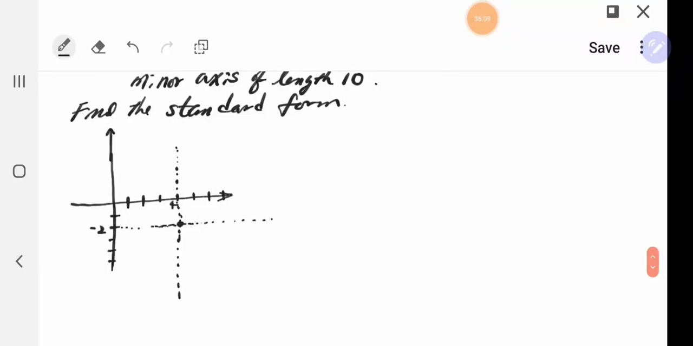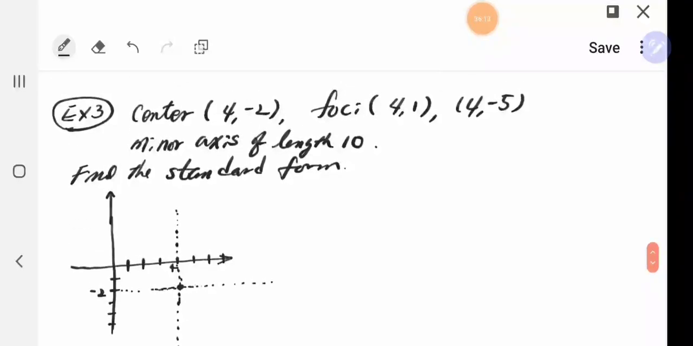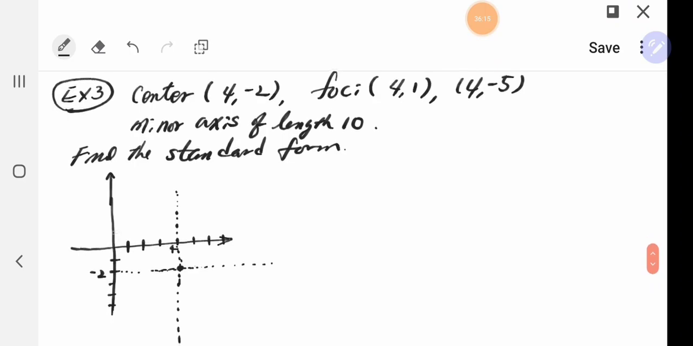So 4 and negative 2 is the center. The foci are 4 and 1. So here is 1, 2, 3, 4. So this is one of the foci, and the other one is 4 and negative 5. 2, 3, 4, 5. This is negative 5 over here. So this is focus 1. This is the center: x equals 4 and y is negative 2. This focus is x is 4 and y is negative 5, and this is x is 4 and y is 1.